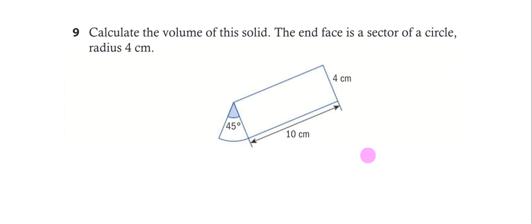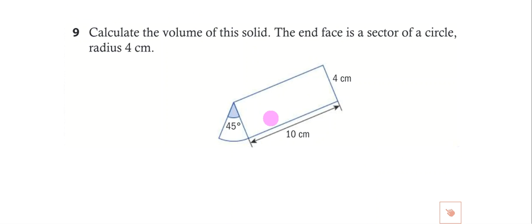Okay. So we've got the volume of this solid. The end face is the sector of a circle with a radius of 4 centimeters. We've got to find the volume of this. What would you do? What would be your processes? You could find the area of a circle with a radius of 4 and divide it by 8. Why divide it by 8? Because 45 degrees is basically that whole thing again. As Steph said, it's a fraction of an entire cylinder rather than just the fraction of an entire circle.